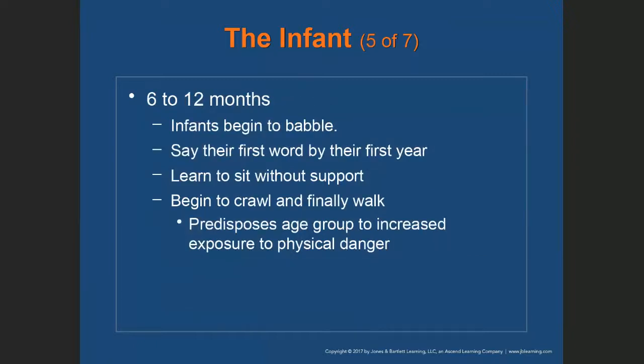At 6 to 12 months, infants begin to babble, say their first word by their first year, learn to sit without support, begin to crawl, and finally walk. And because they are moving now, it predisposes them to physical dangers. And they're top heavy, so if they fall, they're going to fall head first.